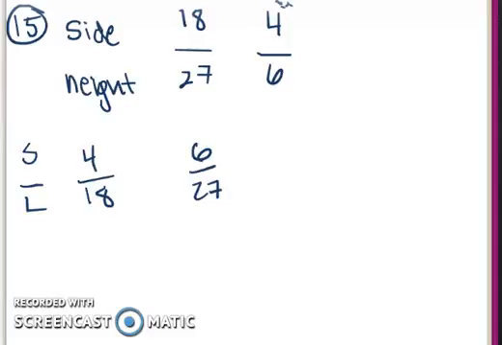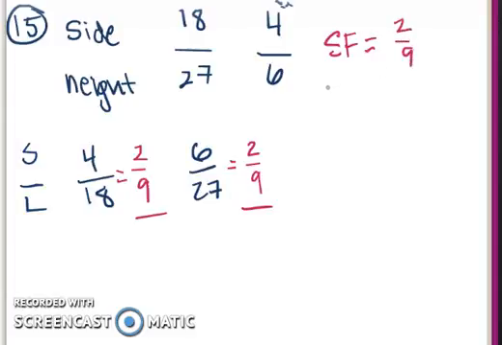4 to 18 is going to simplify. Actually, we could divide both of those by 2, and we get 2/9. And then 6 to 27, we can actually simplify that as well to 2/9. And basically that means we know they're similar and we have my scale factor. So the first thing that we have is the scale factor. Okay, so it asked me to find the scale factor, which is going to be 2/9.